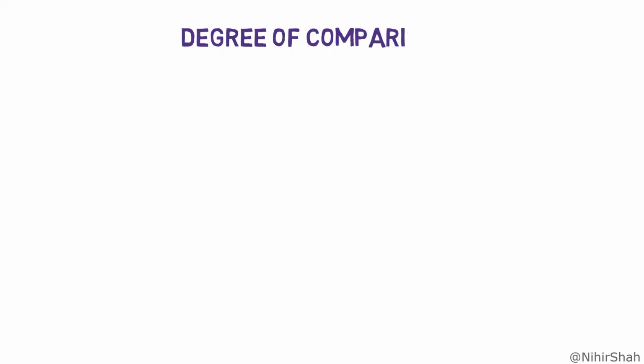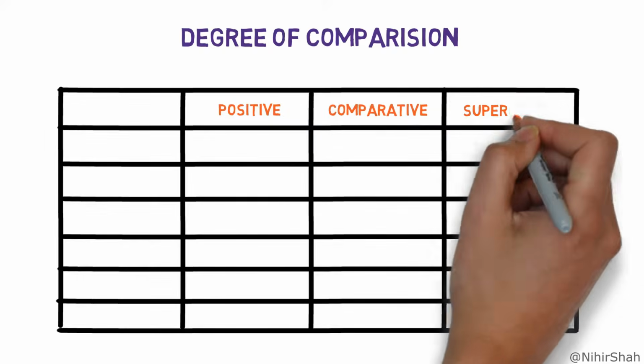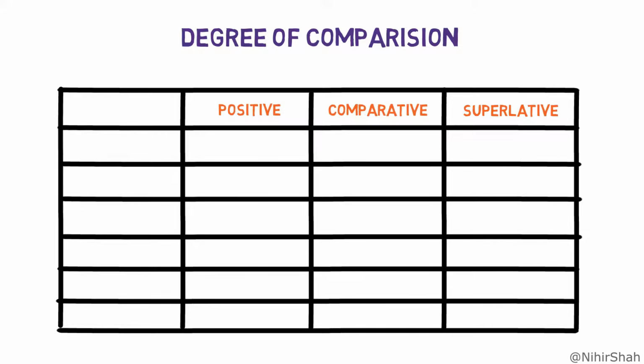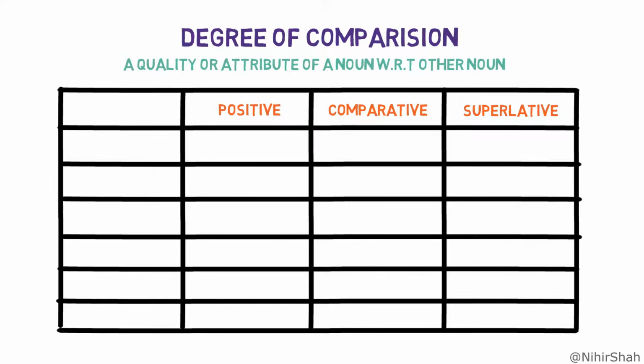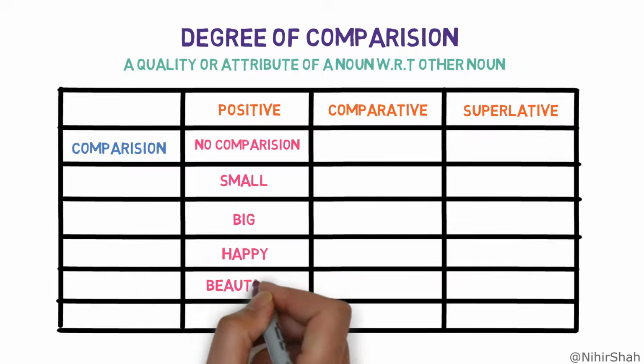Degrees of comparison can be classified into three types: positive degree, comparative degree, and superlative degree. All of these three degrees describe a quality or attribute of a noun or pronoun. But there is a difference among all three of them. Let's understand each of them. Number 1. Positive degree. The positive degree of an adjective is the simplest form and does not indicate any comparison. It describes a quality or attribute without comparing it to anything else. Examples: small, big, happy, beautiful, good.